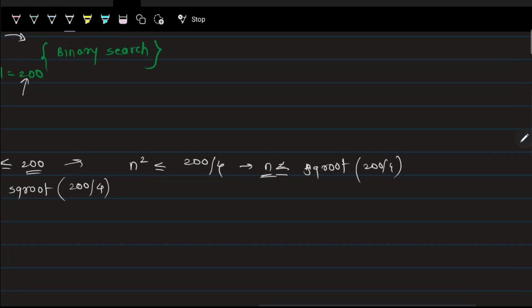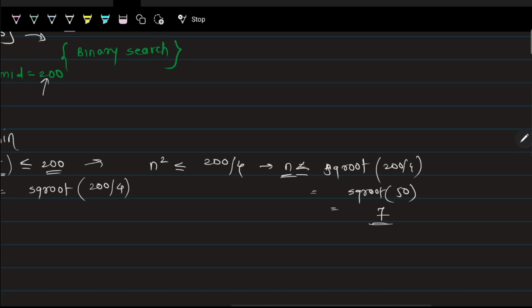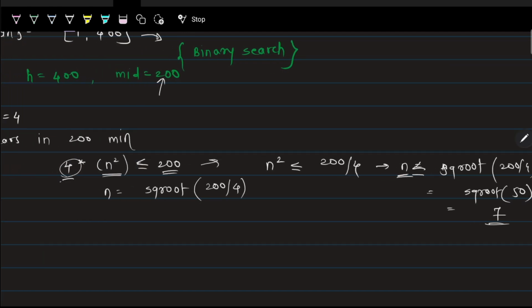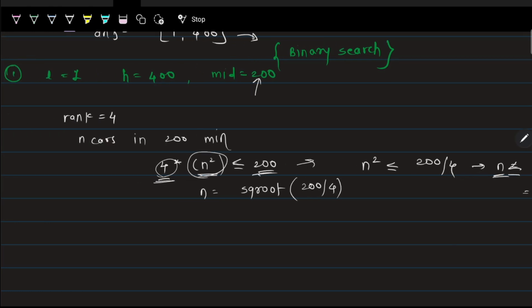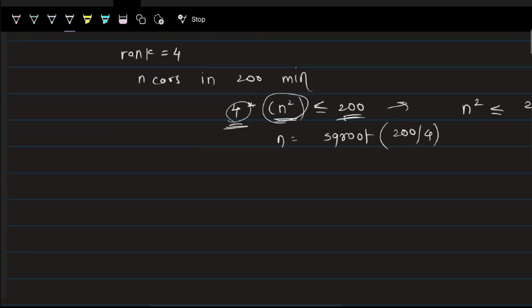So if you see, 200 by 4 is nothing but 50. So what is the square root of 50? That is somewhere around 7 only. We will take only the proper integer, so 7. So what is given to us? That this mechanic with rank 4 can repair 7 cars in 200 minutes. Makes sense?